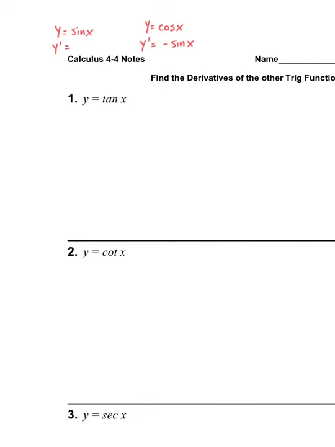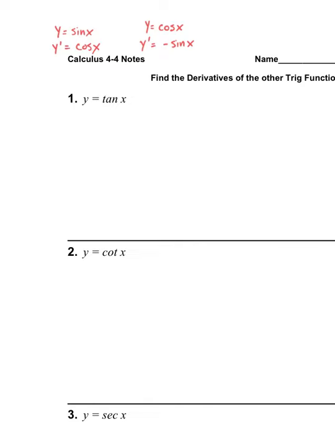Hey Calculus, in this video we are going to learn how to generate the derivatives of the other four trig functions. We already know that the derivative of the sine is the cosine of x, and we know that the derivative of the cosine of x is negative sine of x. So we're going to learn the other four derivatives: tangent, cotangent, secant, and cosecant.